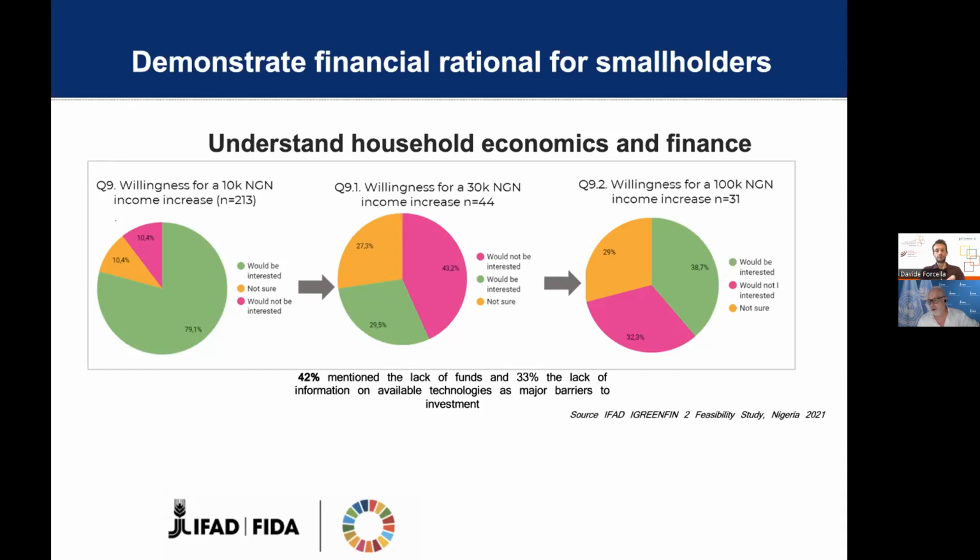So we see over the progression of charts that the smallholder farmers would be more willing to take a loan for a smaller risk, for a smaller return, but still a significant number, almost 40%, would be willing to take a fairly large loan to get a $250 return on their investment.